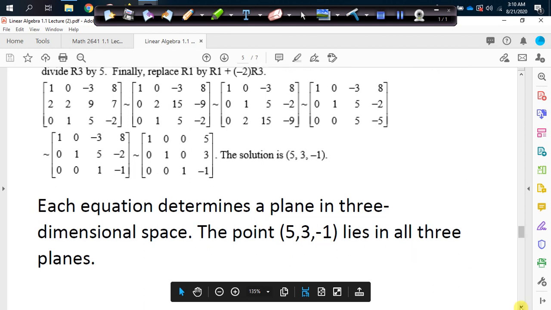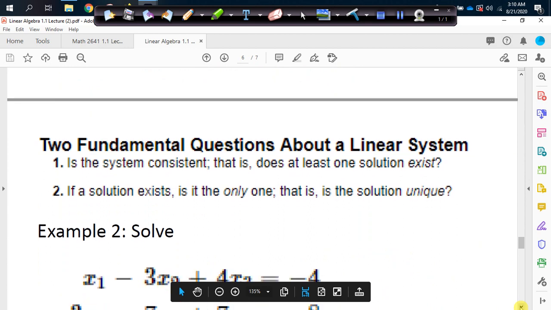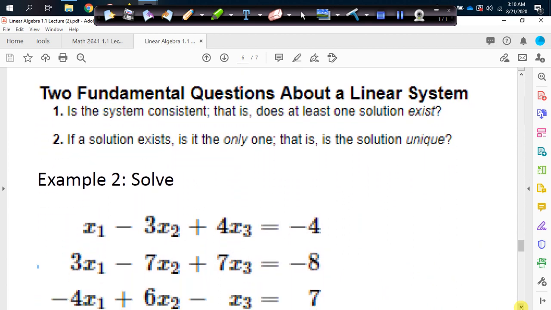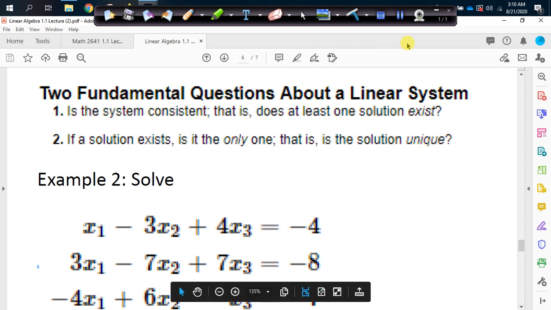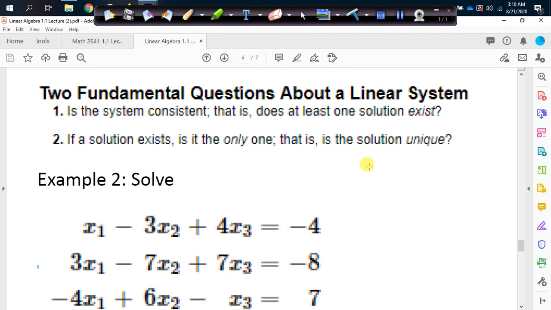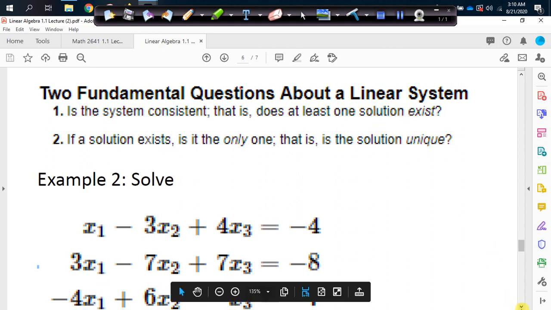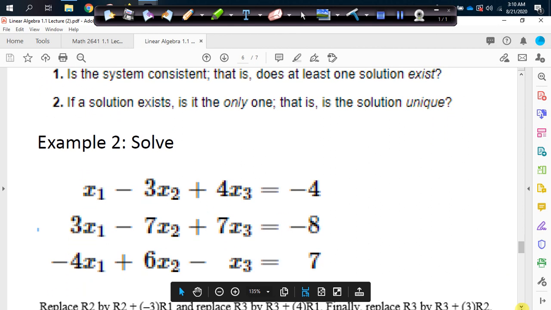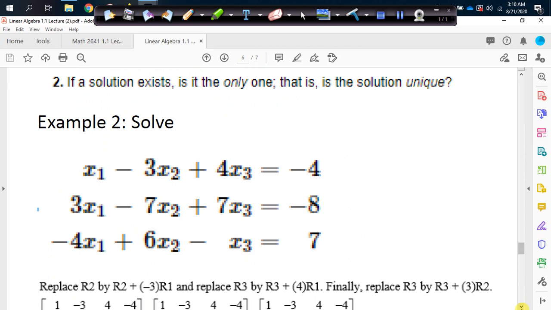Okay. Now, two fundamental questions about a linear system. Is the system consistent? Like we just found out whether that particular system was consistent, and it was. That means, does at least one solution exist? And then if the system is consistent, is there only one solution? Is the solution unique? So there's an existence question and a uniqueness question that we talk about a lot in this class. Now here's example 2. So we have a system of three equations and three variables.